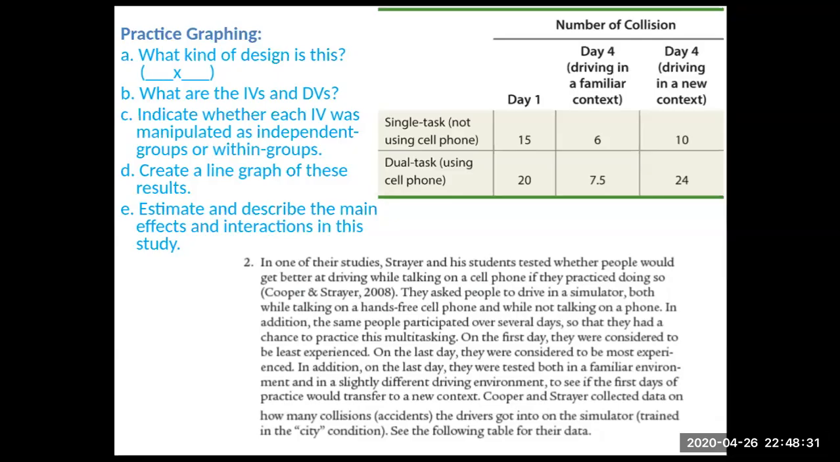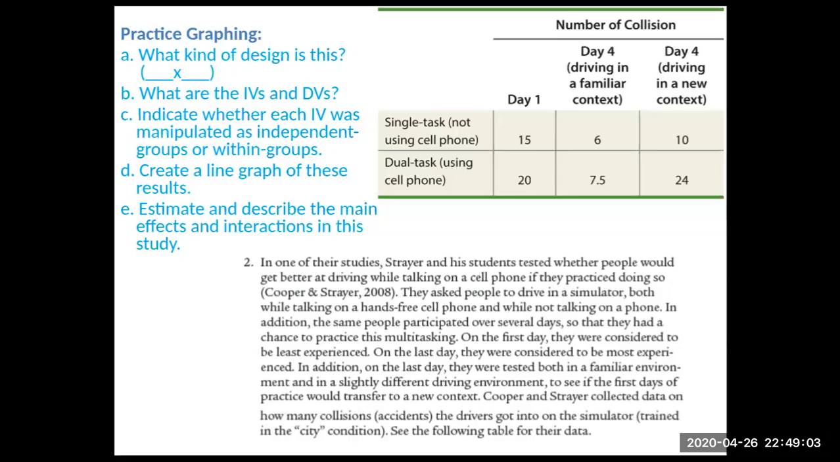In addition, the same people participated over several days, so they had a chance to participate and practice this multitasking. On the first day, they were considered to be least experienced. Of course, on the last day, they were considered to be most experienced. In addition, on the last day, they were also tested in a familiar environment. So sort of the day 1, day 2, day 3, day 4, the same. And then also on day 4 in a new context or environment. So they were tested both in a familiar environment and in a slightly different driving environment to see if the first days of practice would transfer over to a new context.